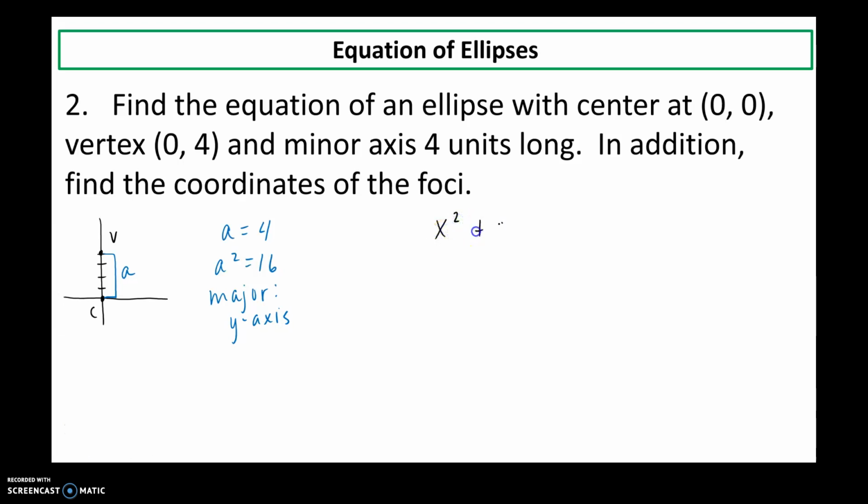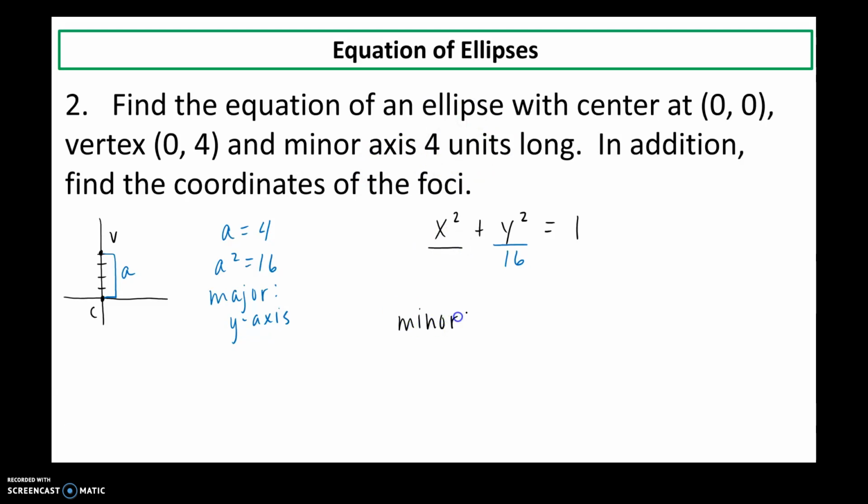Using my center at (0, 0), x squared over something plus y squared over something equals 1. Because my major axis, we determined, is the y-axis, 16 goes underneath my y term. Now I need to find what b is equal to, and that's where this piece of information comes from.